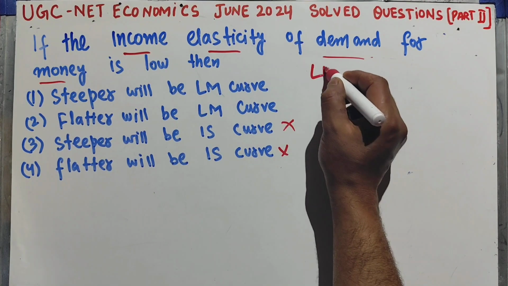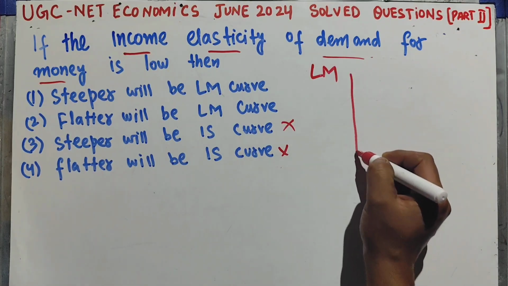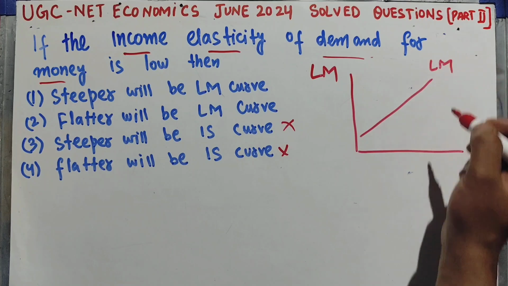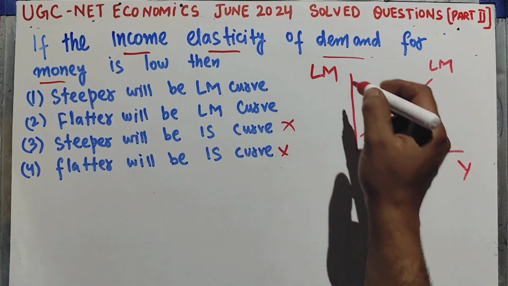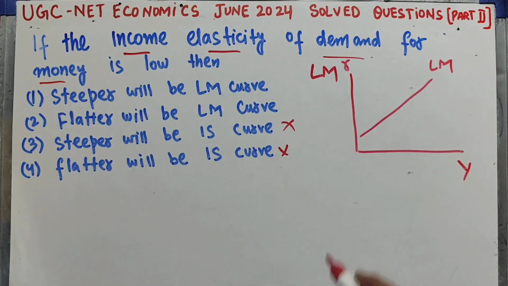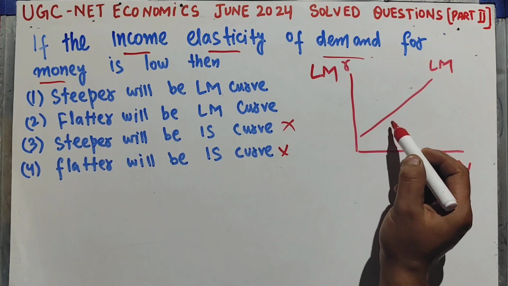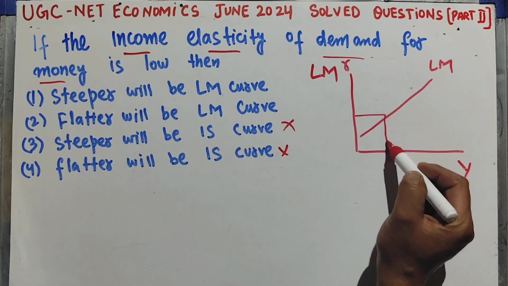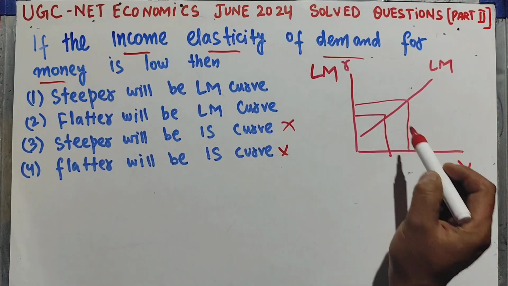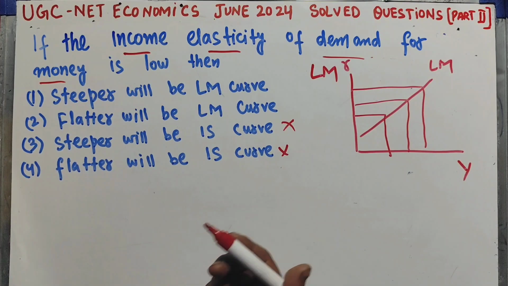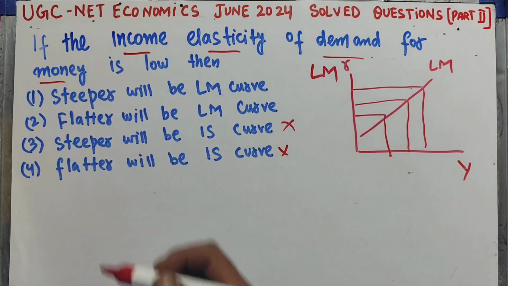Okay, so what does the LM curve tell us? If I draw it here, let us say this is our LM curve. We have the GDP on the horizontal axis and rate of interest on the vertical axis. The LM curve shows us different combinations of income and rate of interest where the demand for money is equal to the supply of money. So what is the formula for demand for money? First we need to find that out, then we can explain this income elasticity of demand for money.